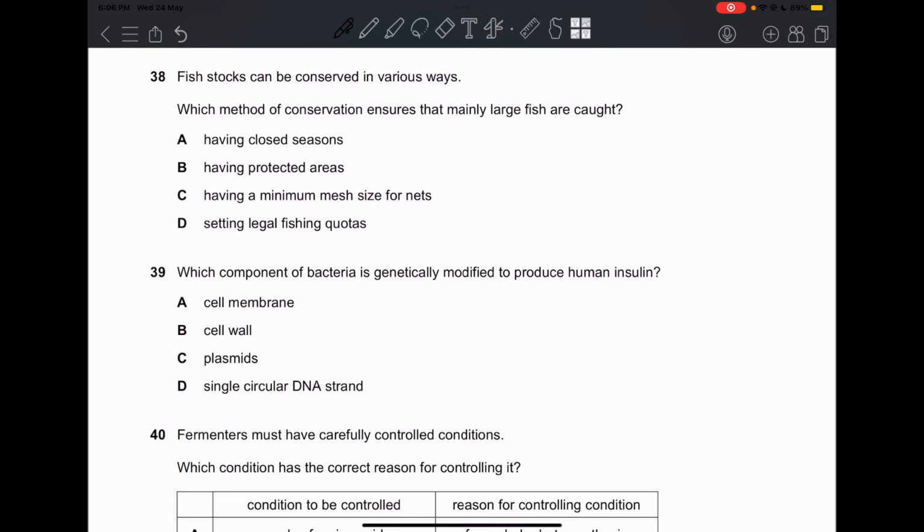C, having a minimum mesh size for the nets. This is correct because minimum or small mesh size of the nets will only allow large fish to be caught, and this will allow small fish to go through. So our answer is going to be C. And let's see D as well. D says setting legal fish quotas. Of course, this will not also affect the type or the size of the fish being caught.